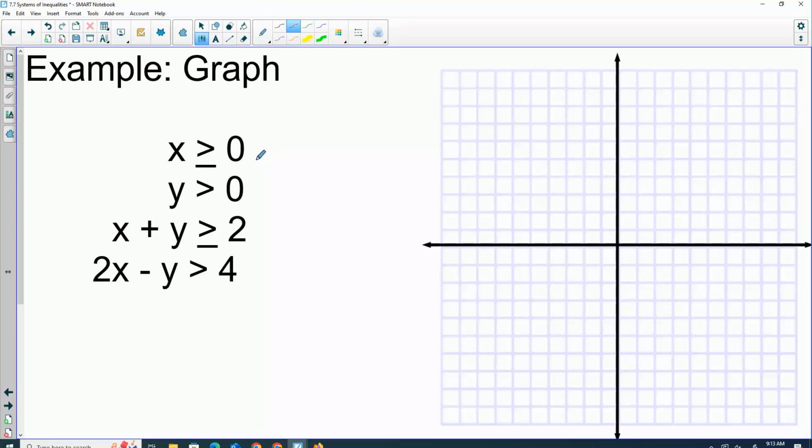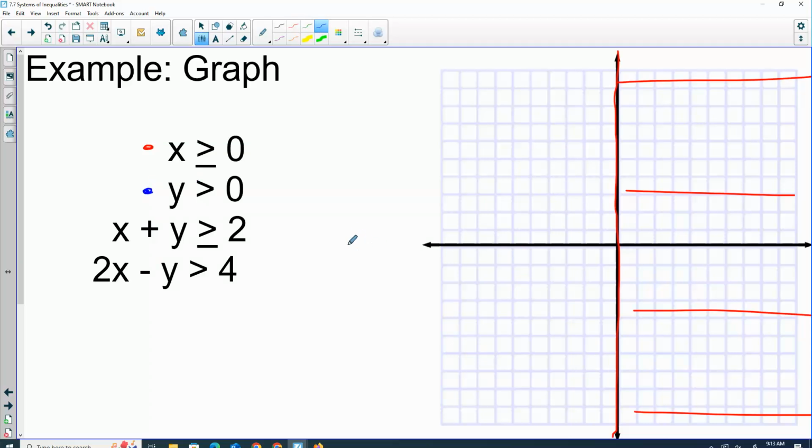If you have x equals a number, what kind of line is that? X equals is vertical. Y equals a number is horizontal. So this is a vertical line at 0. So it's just the y-axis. Greater than tells me we are looking at everything to the right. That's the first one. Second one, y is greater than 0.